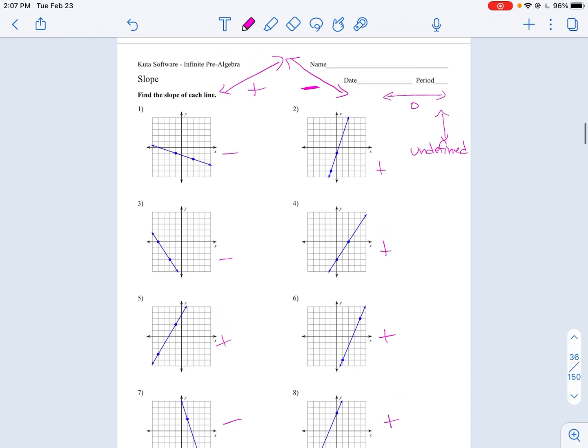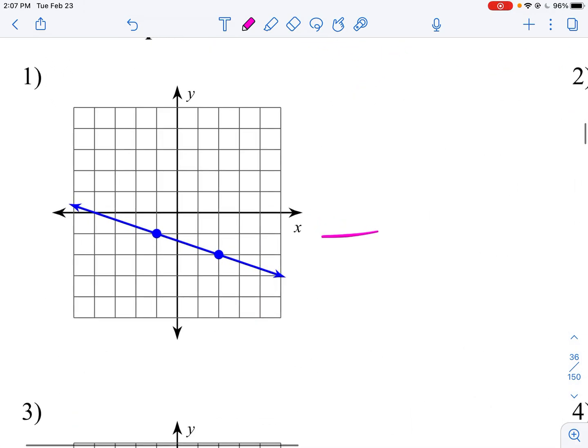Okay, so the next thing I want to do is draw a triangle. So I'm going to draw a triangle like so. When I do that, I'm going to have a fraction. I want how much it is going up or down on top, because that is our rise, and then our run. So how far over did we go? We went over 3. So negative 1/3 is our slope.